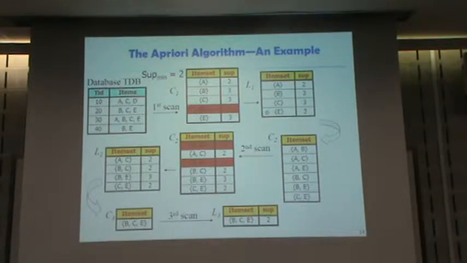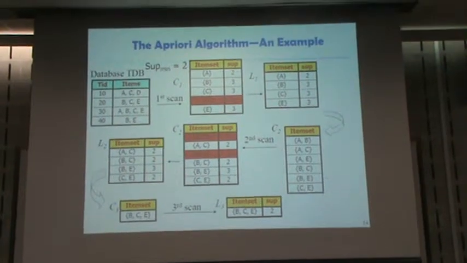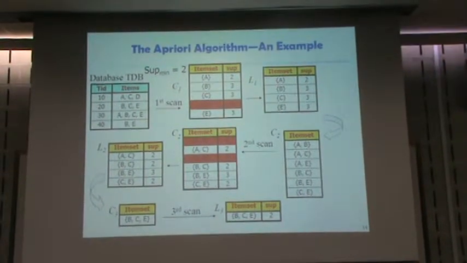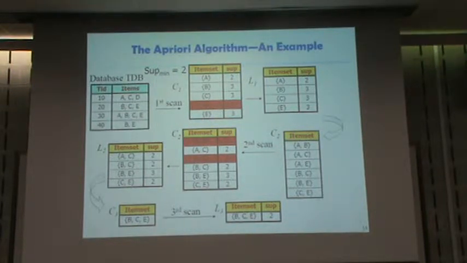So there are 2 steps. First, we are going to scan, and then we have the candidates that satisfy the minimum support. The minimum support in this case is 2. Then we can take the candidates and join again. Then we can make the 2-item sets. Then scan again, and repeat until we have the final one. Okay, that is the Apriori algorithm.